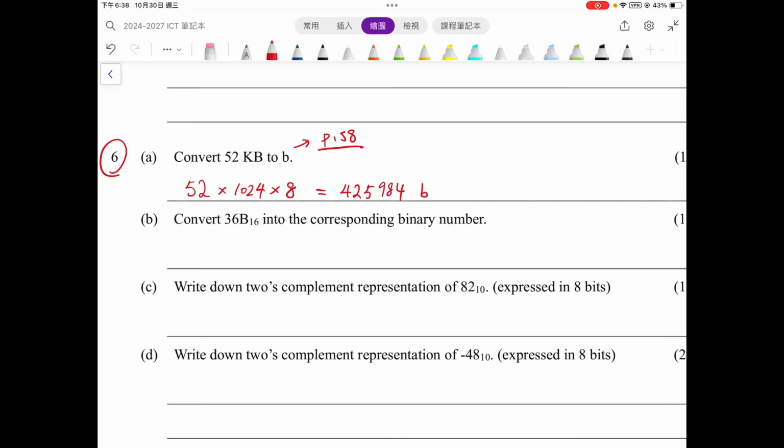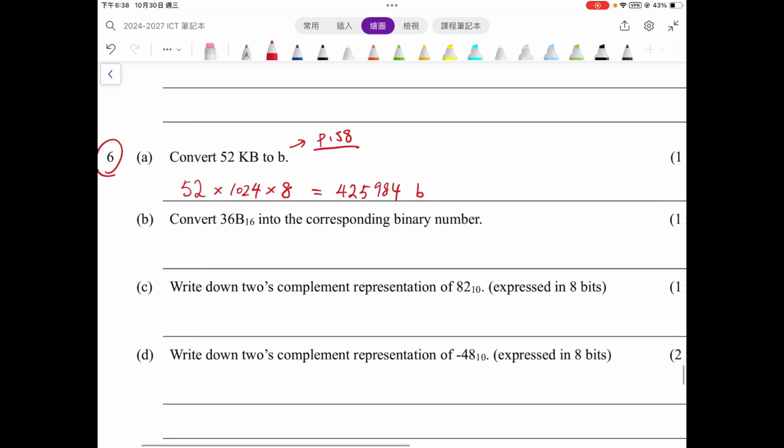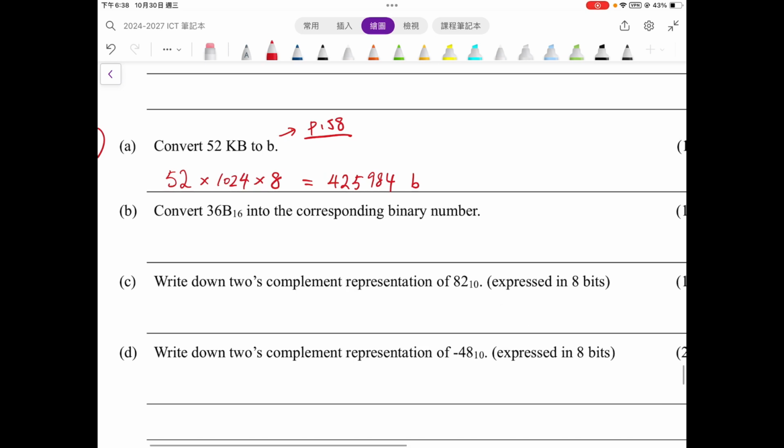But for me, I just want to show the step to you. So you just do it here. You can see it here. So for question B, convert 36B in hexadecimal into the corresponding binary number.